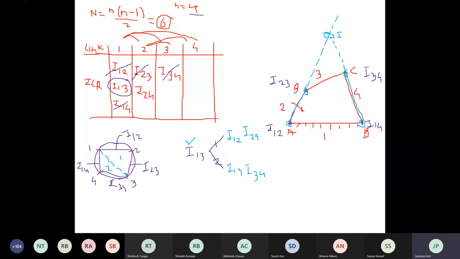Which point is this? I13. Correct. You will get here I13. Okay. Got it, all of you?